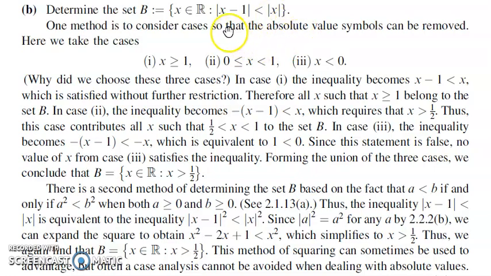and modulus of x minus 1 should also be equal to minus of x minus 1, since when x is less than 1, modulus of x minus 1 is negative, so it should be replaced by minus of x minus 1. So the inequality becomes minus of x minus 1 less than minus x, which when we solve, we get minus 1 is greater than 0, or 1 is less than 0, which is not at all possible.